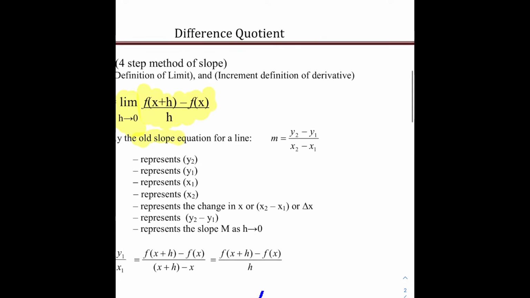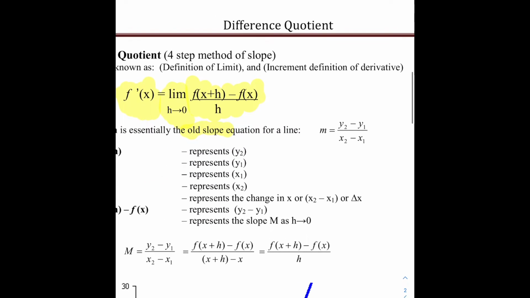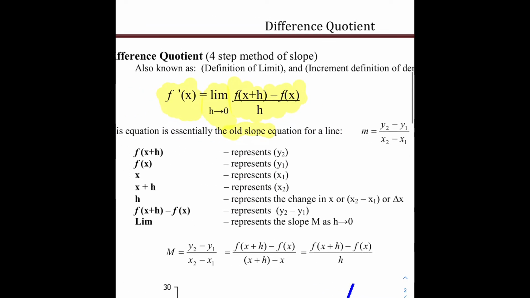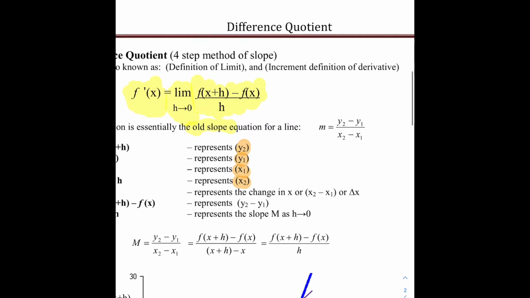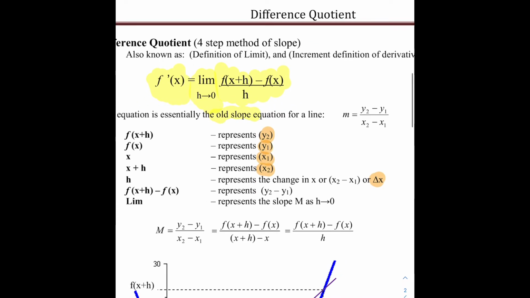Again, this equation is essentially the old slope equation, y2 minus y1 over x2 minus x1. That's the equation we've used for slope for years now. F of x plus h represents your second term. F of x represents your first term. x is your first x, and x plus h is your second x. h represents the change in x. The numerator, f of x plus h minus f of x, represents your change in y.